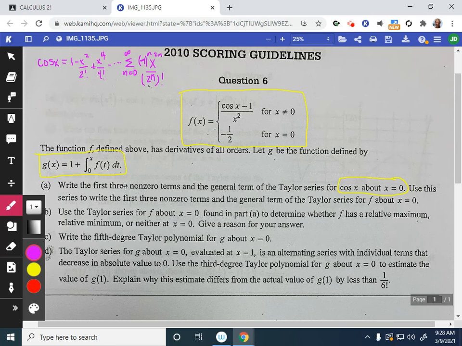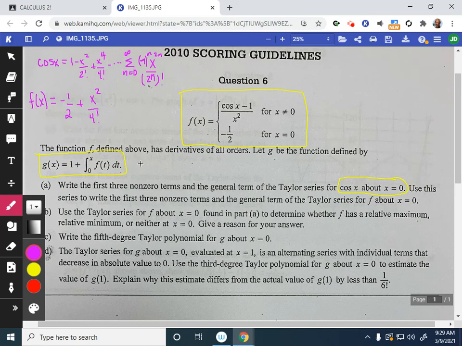Use this to write the first 3 non-zero terms and the general term for f. So that means I'm supposed to take my series of cosine, subtract 1 from it, and then divide everything by x squared. So f of x is subtract 1, that'll cancel out the 1, and divide everything by x squared. So I'm going to end up with -1 over 2 factorial, but just 2, plus, if I'm dividing by x squared, plus x squared over 4 factorial.